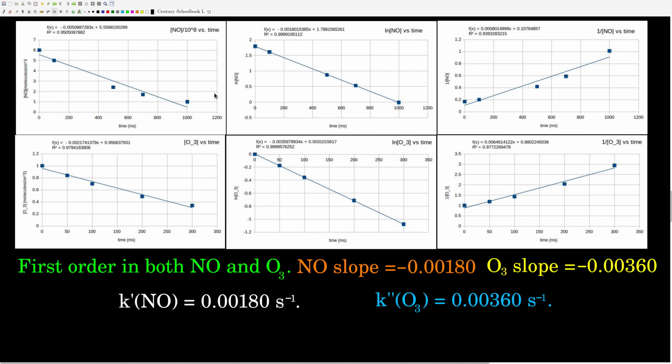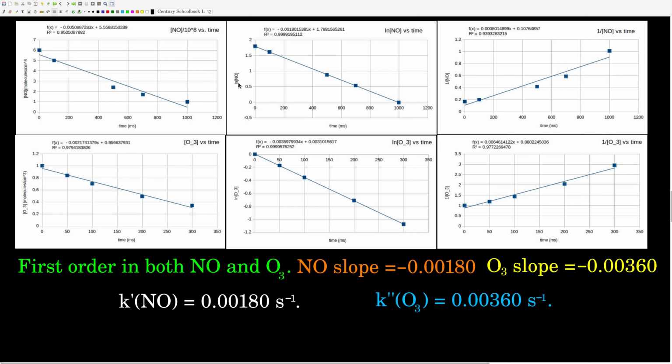So in this top row here, what I have are three graphs, with the ozone in excess, so we're studying nitrogen monoxide. So nitrogen monoxide concentration versus time, natural log versus time, 1 over the concentration versus time. When we look at the R squareds over here, 0.951, 0.9999, 0.939, the one that's closest to 1, the R squared, is this one right here.